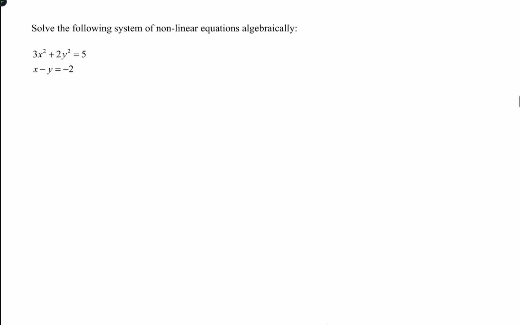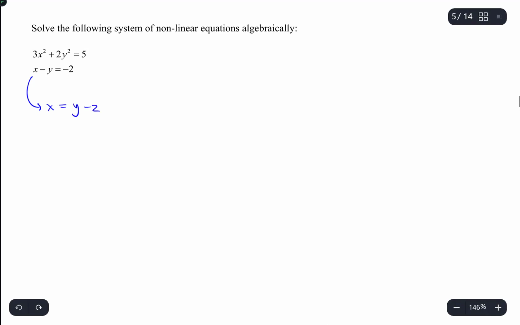Now, to solve nonlinear systems, it's generally best to use the substitution method. And to do that, what we're going to do is solve one equation for one variable. So I think I'll take the linear and solve it for x. So that would be x equals y minus 2. Then what I'm going to do is replace the x in the other equation with the y minus 2 that I just came up with. So it's going to look like this.